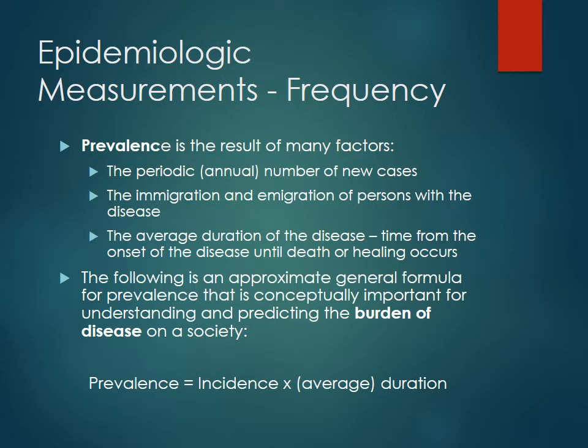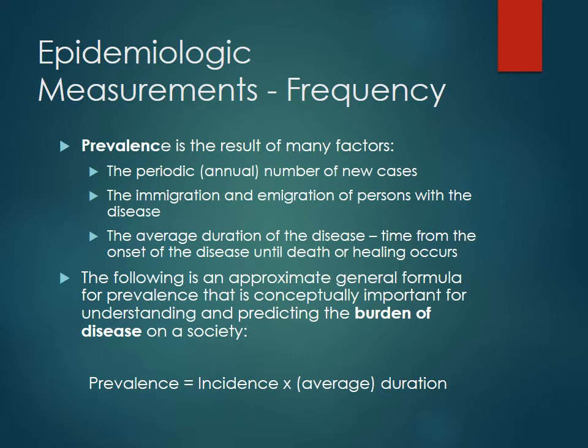Okay, so again, prevalence is the result of many factors. It can be the periodic or annual number of new cases, the immigration and emigration of patients with the disease. So if they're moving out of the study area or going into the study area, whatever it happens to be. And the average duration of the disease, or the time from onset of the disease until death or healing occurs. So all these different factors can be changing your numerators and denominators.